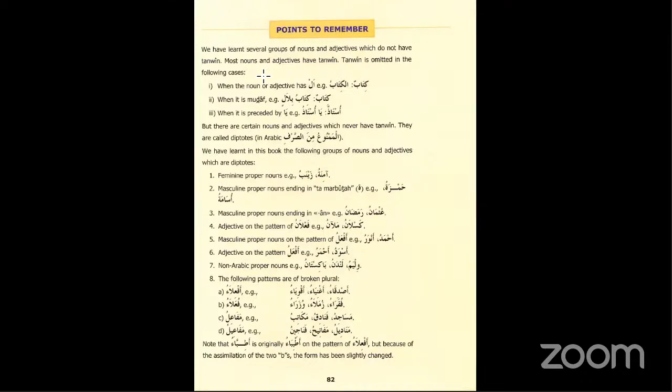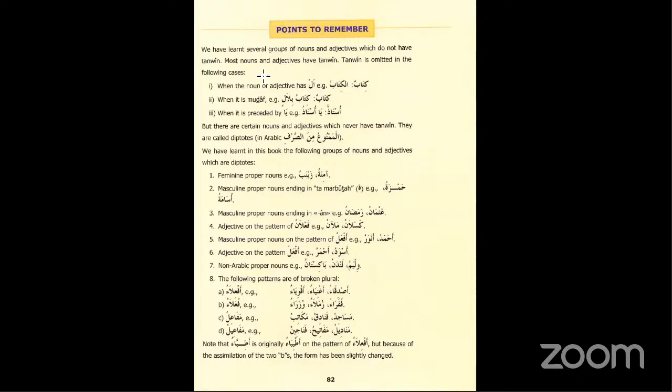Bismillah ar-Rahman ar-Rahim. We have learned several groups of nouns and adjectives which do not have tanween. Most nouns and adjectives have tanween. Tanween is omitted in the following cases. 1. When the noun or adjective has al, e.g. kitabun, al-kitabu. 2. When it is mudaf, e.g. kitabun, kitabu bilalin. 3. When it is preceded by ya, e.g. ustadun, ya ustadu.